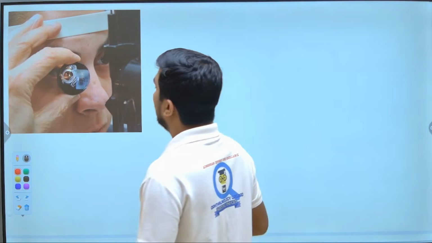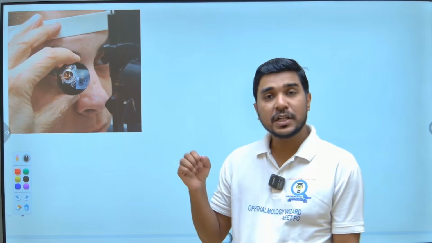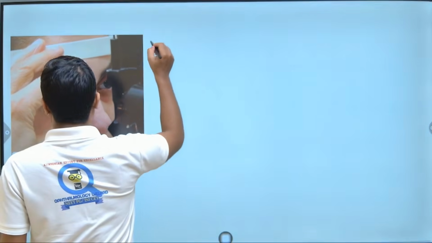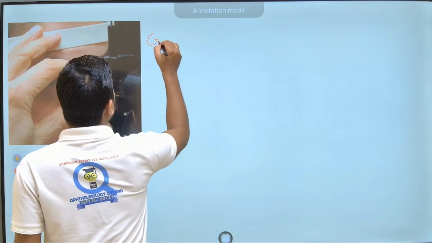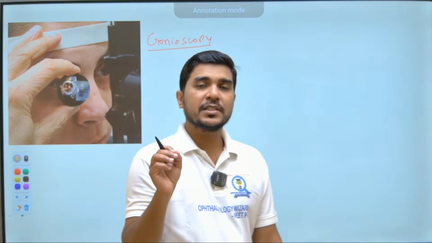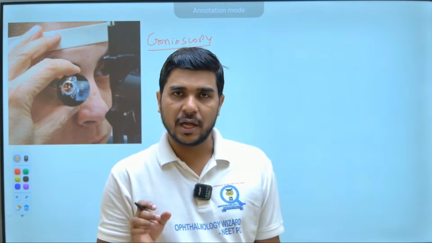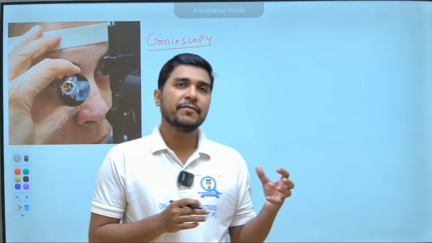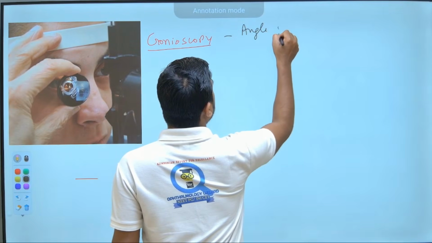Now coming to this, can you see this? The question arises from seeing this image: what is the procedure being done? The procedure being done here is gonioscopy. What is gonioscopy? Gonioscopy is a procedure where you see the structures of the angle of the anterior chamber. The angle of the anterior chamber contains 5 structures. What are the angle structures?